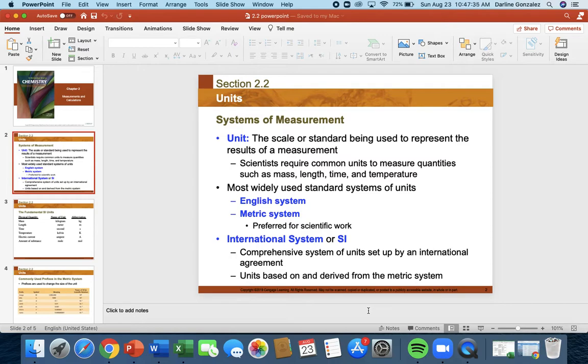We also have something known as an international system, or an SI system. SI units are set up as an international agreement, especially for things like NASA and worldwide scientists, such as physicists. These units are based on and derived from the metric system. Basically, they all agreed that these are the units they're going to use internationally.